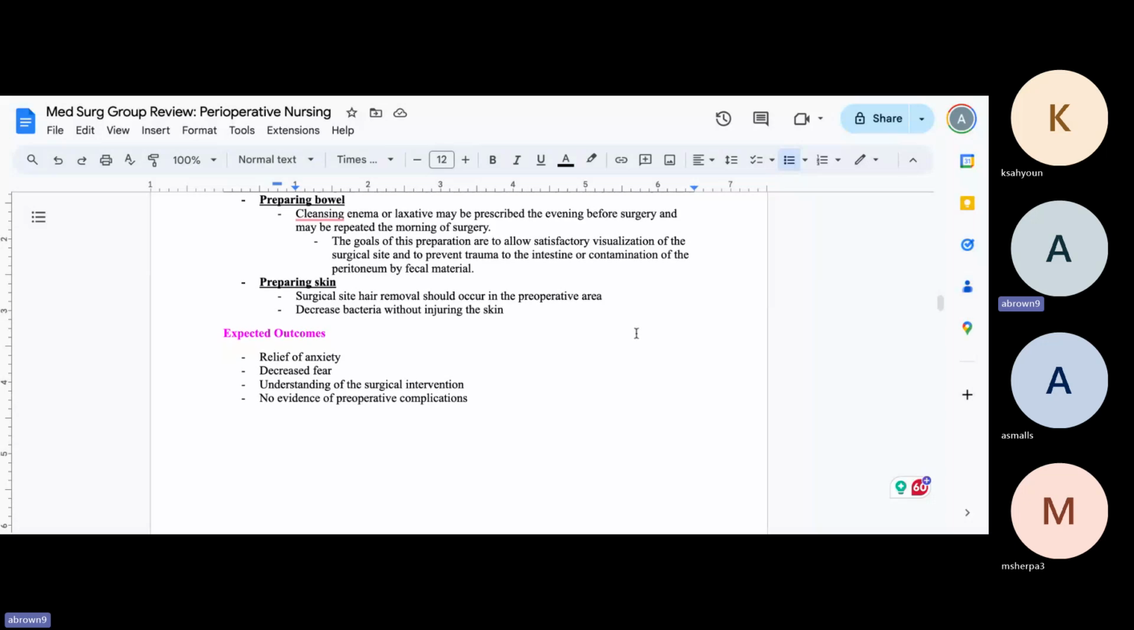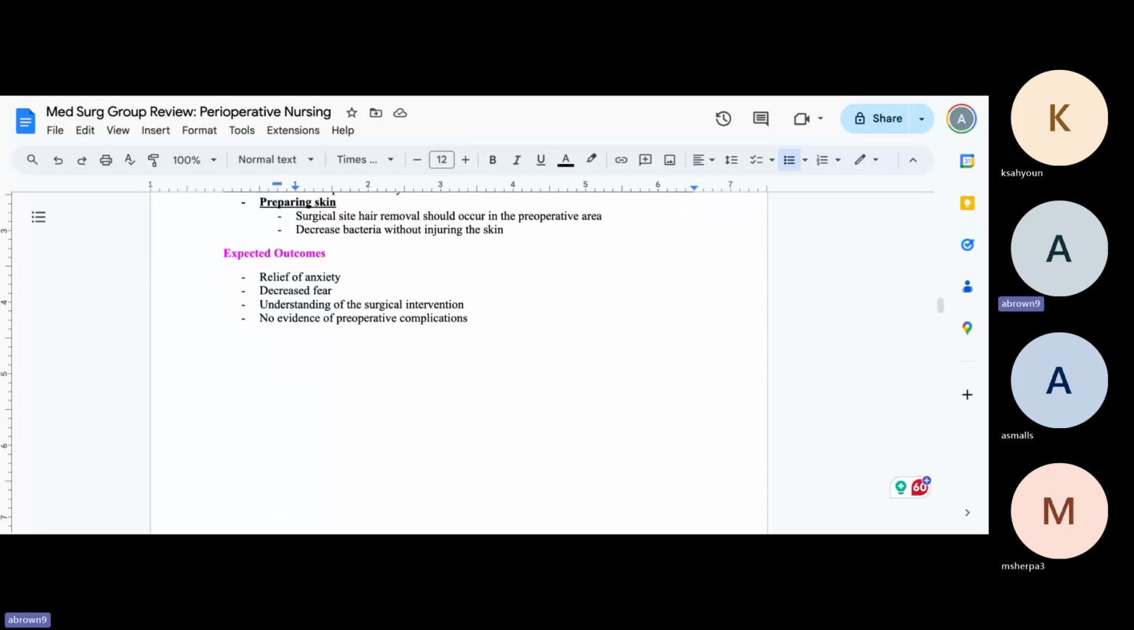Preparing the bowel. Some patients are given a cleansing enema or a laxative the evening before surgery and may be repeated the morning of surgery. The goals of this preparation is to allow visualization of the surgical site and to prevent trauma to the intestine or contamination of the peritoneum by fecal material. Yeah, fecal material is filled with bacteria, so it's always best to cleanse that patient.